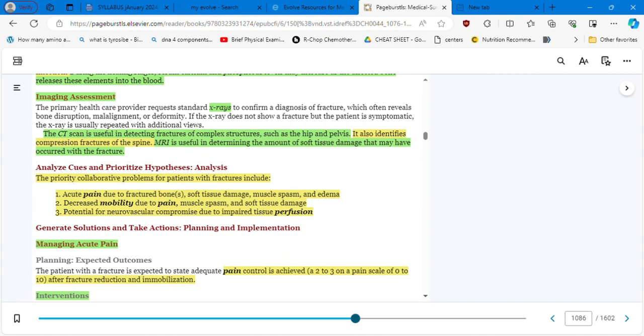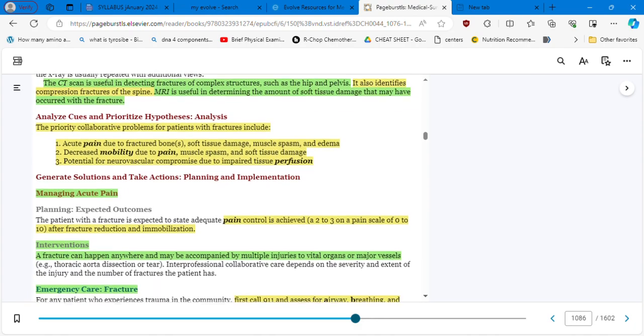Imaging assessment. We're going to start with x-rays. Then CT scan is useful in detecting fractures of complex structures such as the hip and the pelvis. It also identifies compression fractures of the spine. MRI is useful in determining the amount of soft tissue damage that may have occurred with the fracture.